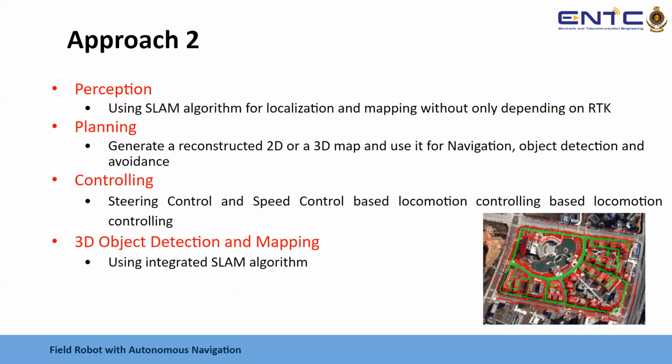As the second approach, we plan to use SLAM algorithms for localization and mapping, and use it to a wide range so that we do not depend on the RTK. And we also plan to use a 2D or a 3D map and use it for navigation and object detection and avoidance as the planning mechanism. And as I said before, for controlling, we plan to use the steering control and speed control based locomotion controlling. And for 3D object detection and mapping, we are planning to use integrated SLAM algorithm.